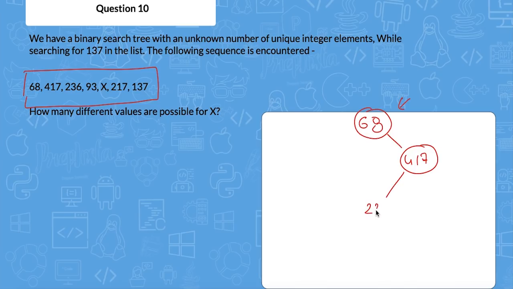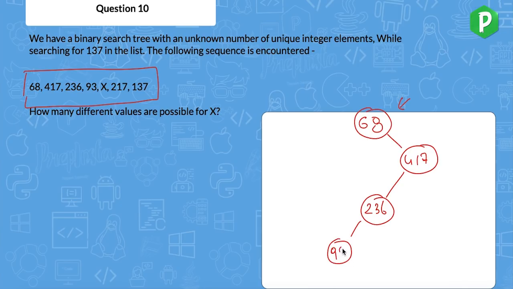Then we have 93. Now 93 again is greater than 68 but is lesser than 417, so on the left-hand side it is coming. And then it is lesser than 236 also. So 93 is coming here. So let me just explain it to you in a different way also.